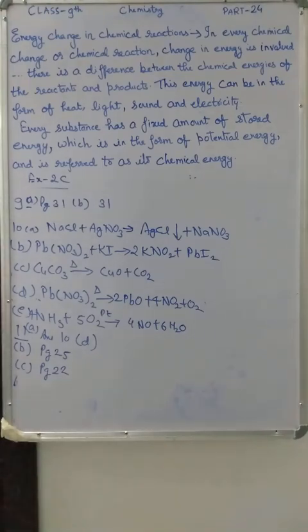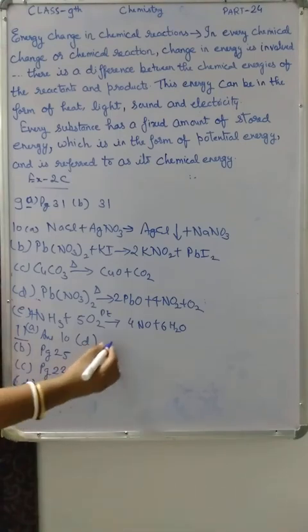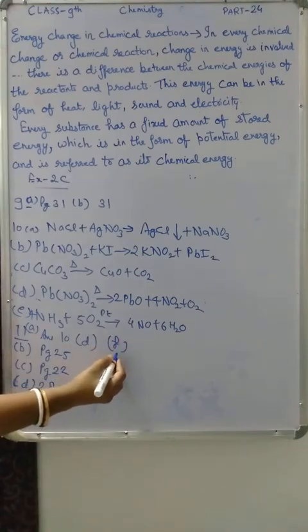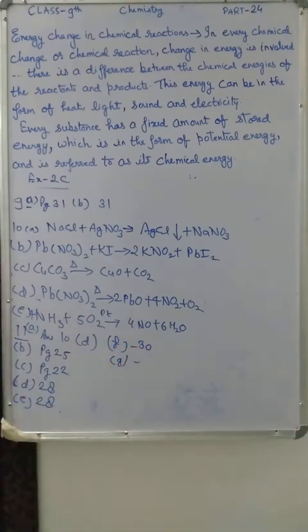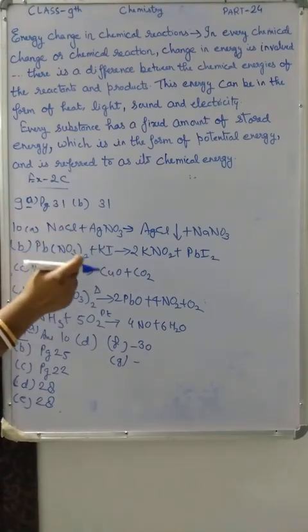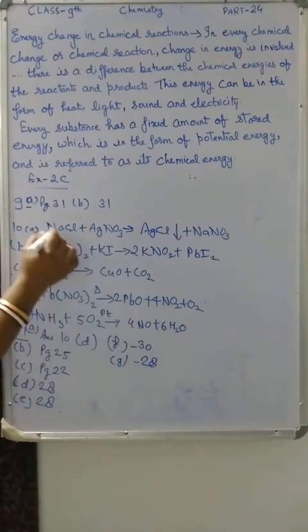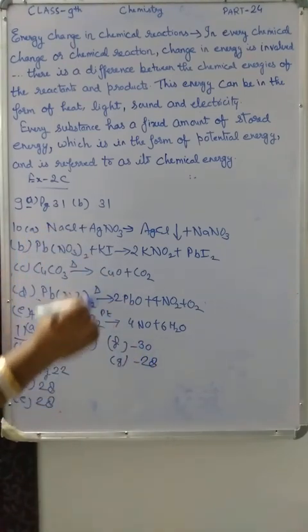Okay. D. H2S gas is passed through copper sulfate solution. Page number 28. E. Barium chloride is added to sodium sulfate solution. In page number 28 you will get. F. Water is added to quicklime. Page number 30. And G. Sodium chloride solution is added to silver nitrate solution. This one also you will get in page number 28. This reaction you have to write here.